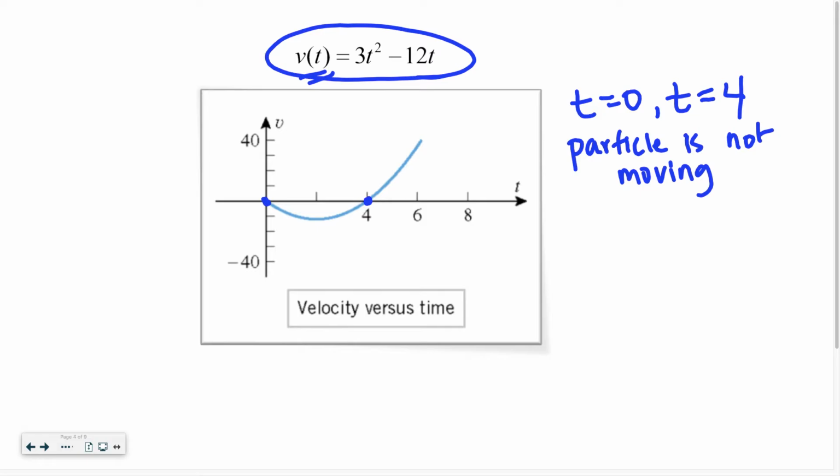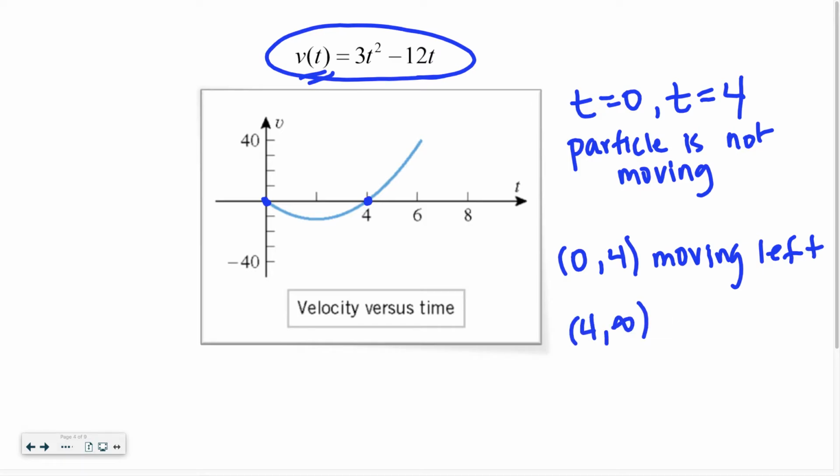Well, it has to start somewhere, right? So it's not moving in the beginning. Why is it not moving at 4? What's happening at time 4? We're changing directions. From 0 to 4, our particle is moving left. And from 4 past, our particle is moving right. So at 4, we're changing directions.